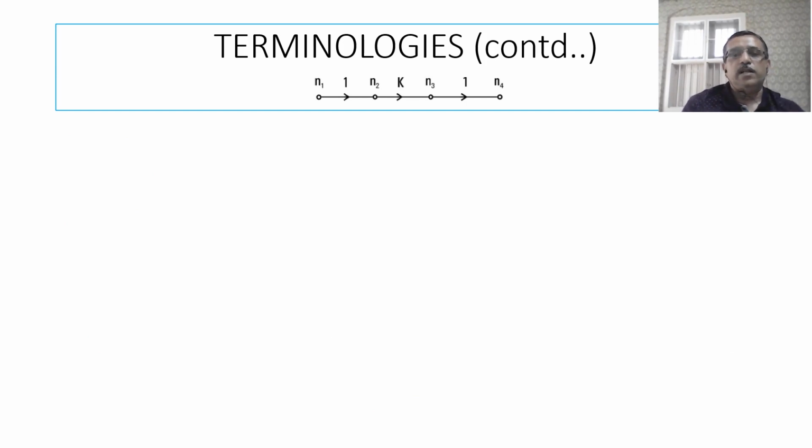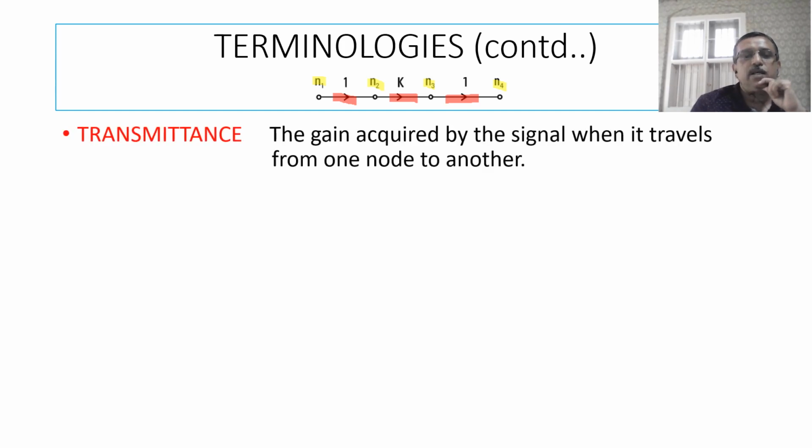Here we saw that N1 is a node, N2 is a node, N3 is a node, N4 is a node. And N1 to N2 is a branch, N2 to N3 is another branch, N3 to N4 is also a branch. N1 is the input node, N4 is the output node. What happens? Let us see. Transmittance: the gain acquired by the signal when it travels from one node to another node is called transmittance. This has to be explained. Okay, now things should be clear. Here, suppose the signal here is X.